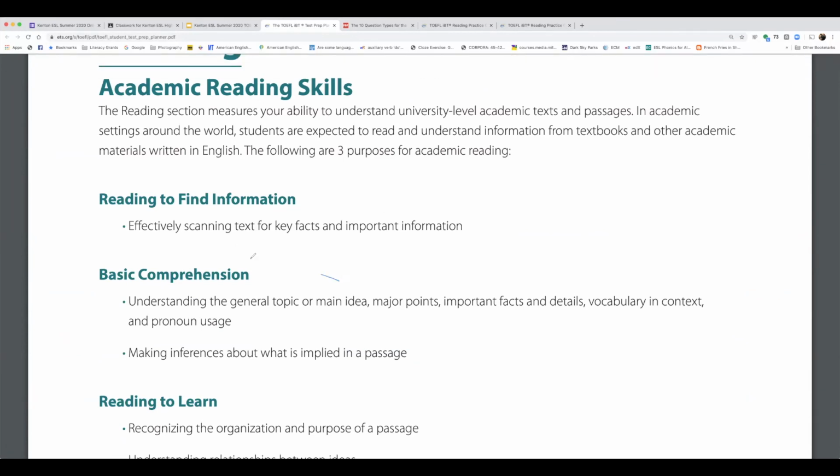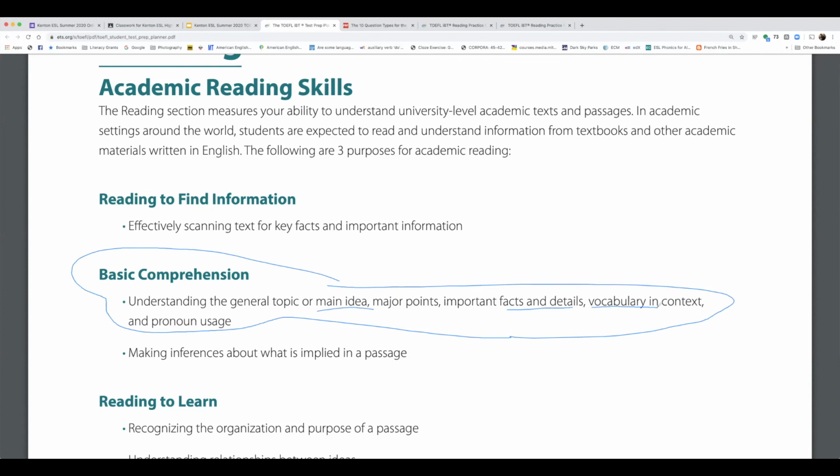So again, I want you to think about here where it says basic comprehension. It says we have to understand the general topic or main idea. We have to understand important facts and details. We have to understand the vocabulary. That's a lot of stuff. That's a lot of stuff.